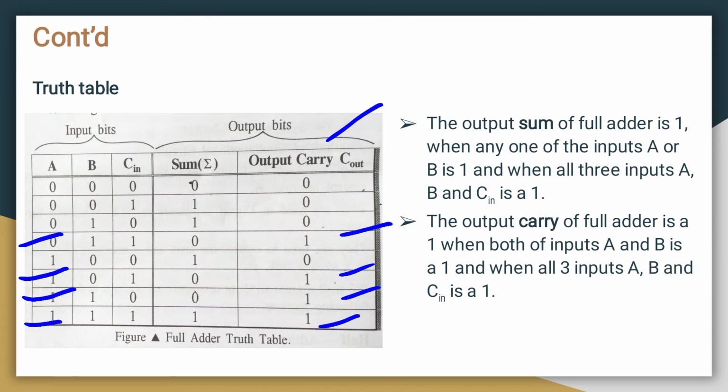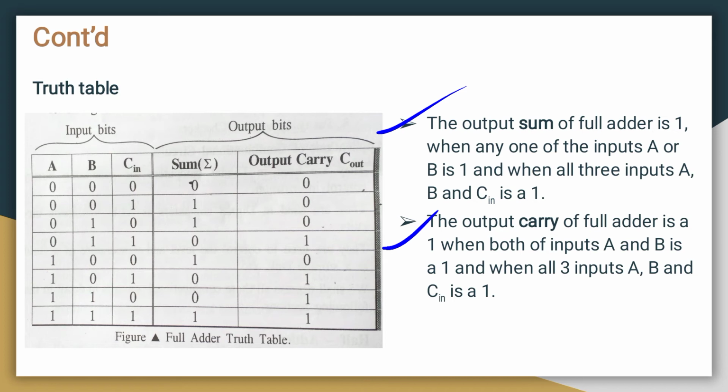So I repeat the truth table. The output of the sum of the full adder is 1 when any one of the inputs A or B is 1 or C in is 1, then we are going to get a 1. Second condition is when all the 3 inputs A, B and C in are 1, we will get a 1. Clear?